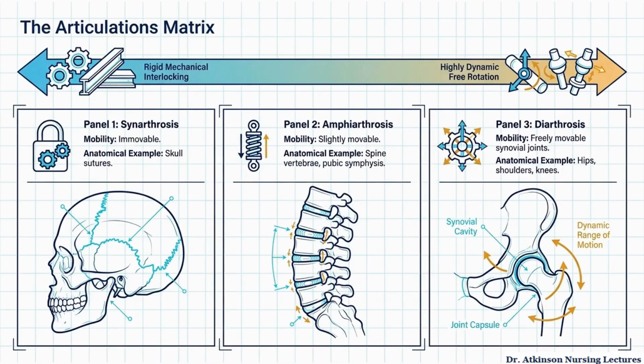Joints are classified by movement, and that predicts their risks. Synarthroses are immovable joints like skull sutures, designed for protection. Amphiarthroses are slightly movable joints like the spine and pubic symphysis, balancing stability with flexibility and prone to overload or inflammation. Diarthroses are freely movable synovial joints, like the hips, shoulders, and knees. They contain a joint capsule, synovial fluid, and cartilage, and they are the primary site of arthritis. The more mobile a joint is, the more vulnerable it becomes to injury and degeneration.